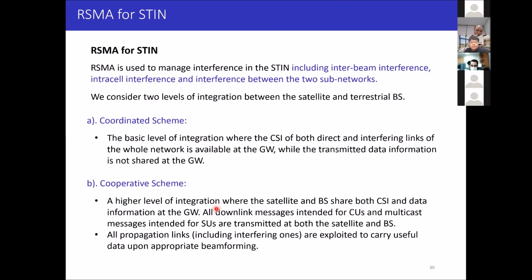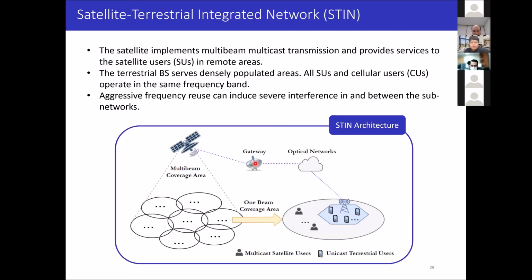Or you could have a cooperative scheme that is more reminiscent of joint transmission in CoMP, where you have CSI sharing and data sharing. And there you can design a joint rate splitting architecture that spans the satellite antennas and the terrestrial antennas in order to serve all those different users.